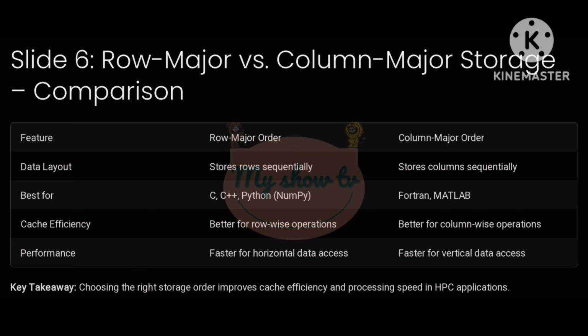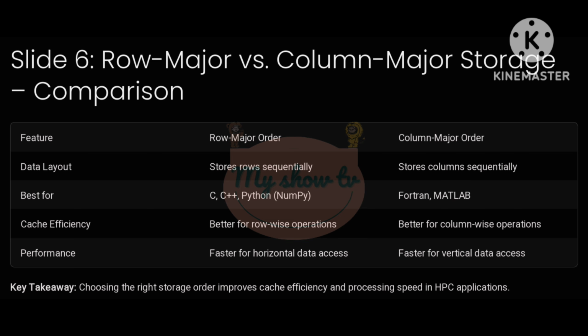Best for applications where data is accessed row-wise. Column major order: here, an entire column is stored before moving to the next column. Used in Fortran and MATLAB, which are popular in scientific computing. Best for applications where data is accessed column-wise. Comparison table explanation: since modern processors load data in cache-line chunks, accessing memory sequentially is much faster than jumping across memory locations. Choosing the right storage format avoids cache misses, improving performance in matrix-based computations, image processing, and AI.